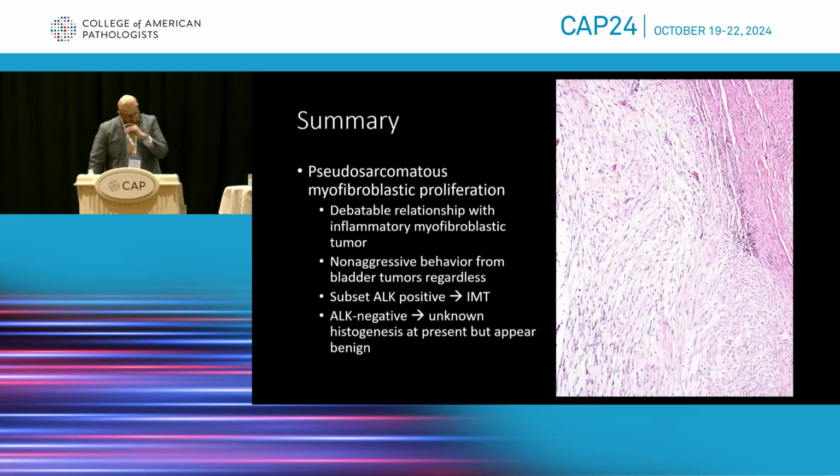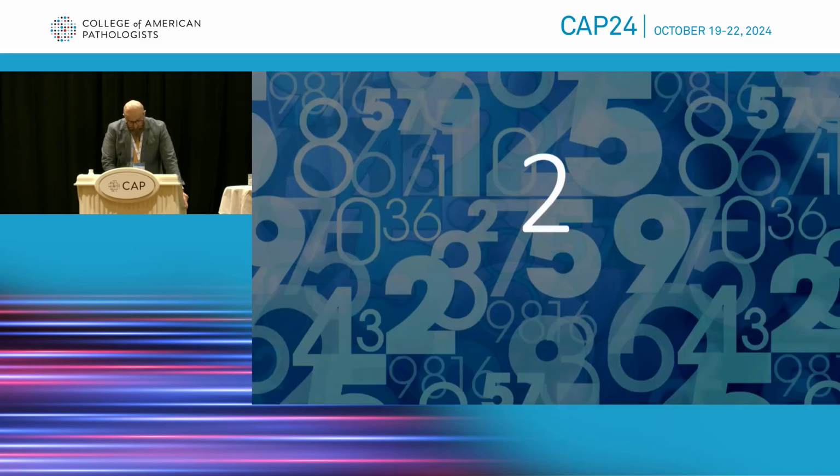So to summarize these myofibroblastic proliferations, I think the relationship of IMT and pseudosarcomatous myofibroblastic proliferation is debatable. But in either case, the behavior seems to be very favorable, so it may not matter which way you diagnose them. The subset that are ALK positive, I do refer to those as IMT. The ones that are ALK negative at current time, I think, remain unexplained, but seem to also have very favorable behavior.